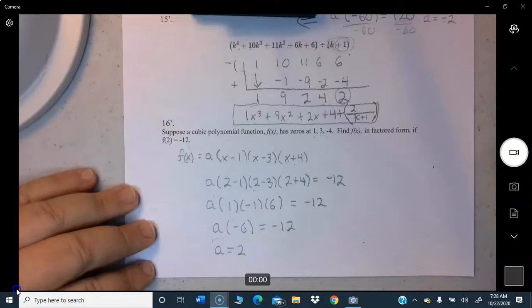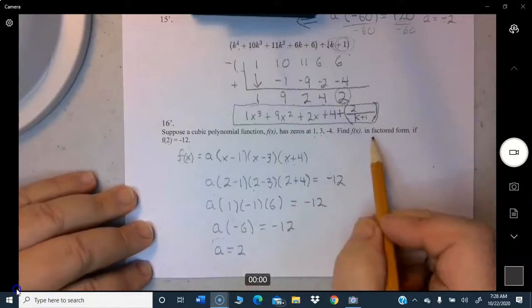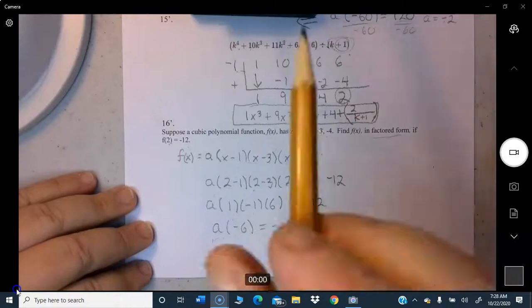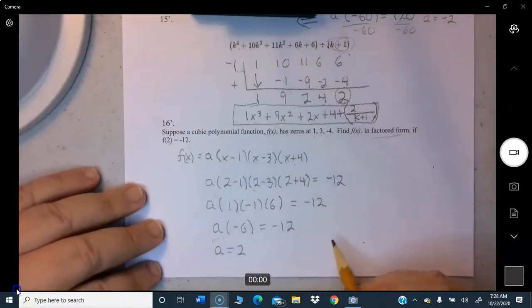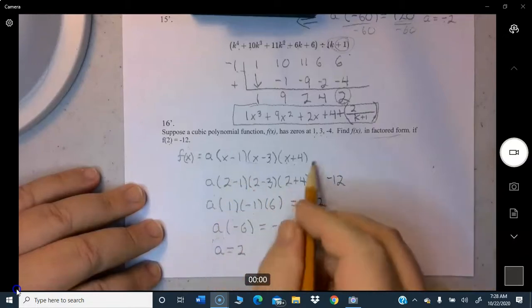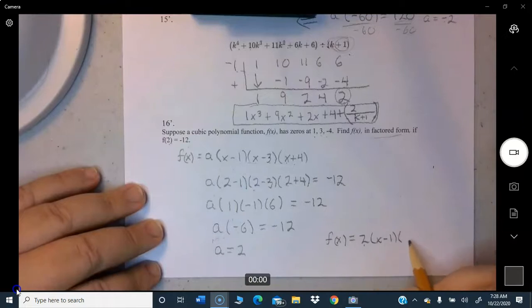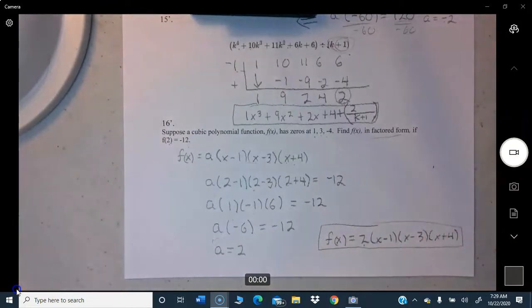So the way you write the final function, and they say only in factored form, you don't have to expand it like you did in 14, is going to be this. It's going to be f of x equals 2, and then these factors up here. And that's your final answer.